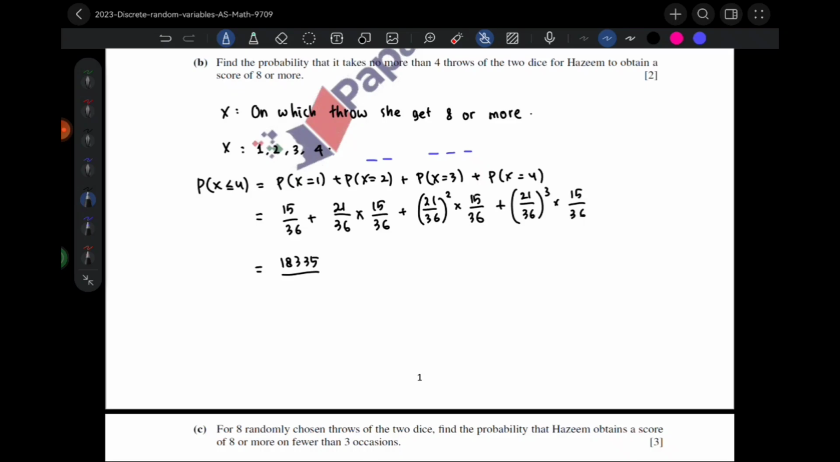And the result is 18335 over 20736, which equals 0.884 to 3 significant figures.